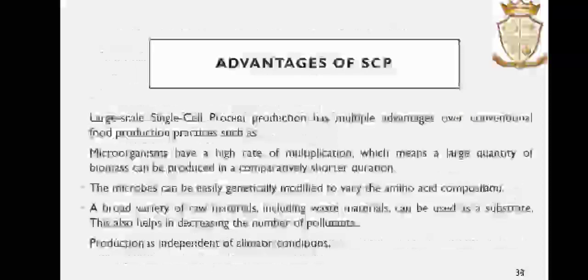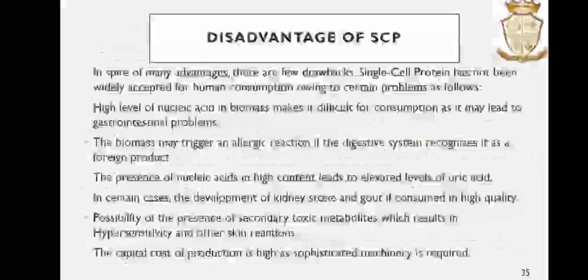Advantages of SCP. Large scale single cell protein production has multiple advantages over conventional food production practices, such as: microorganisms have a high rate of multiplication, which means a large quantity of biomass can be produced in a comparatively shorter duration. The microbes can be easily genetically modified to vary the amino acid composition. A broad variety of raw materials, including waste materials, can be used as substrate. This also helps in decreasing the number of pollutants. Production is independent of climatic conditions.